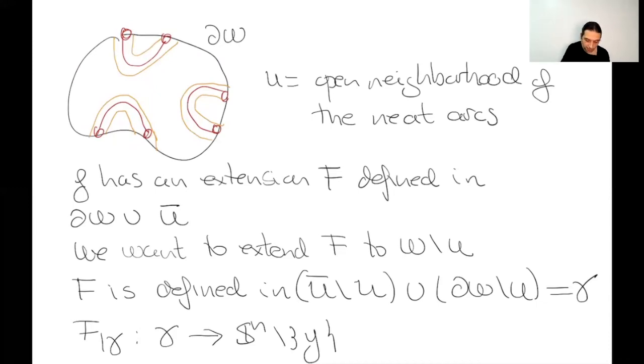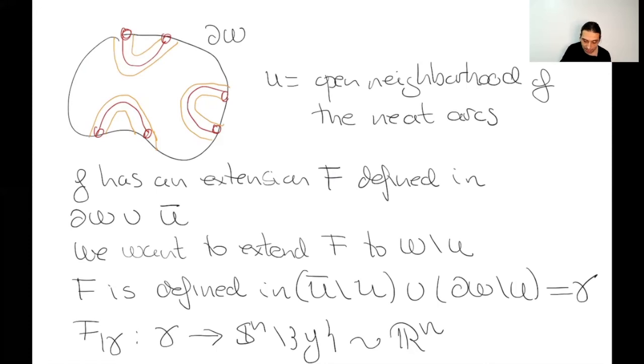So by identifying the complement of Y with Rn, we can interpret the restriction of capital F to gamma as a map from gamma to Rn, so as n functions. Okay, and now we can use Tietze's extension theorem. Tietze's extension theorem says that if we have a normal space and a continuous function defined on a closed set, then it extends to the whole space. But every metric space is a normal space, so we can apply it here.